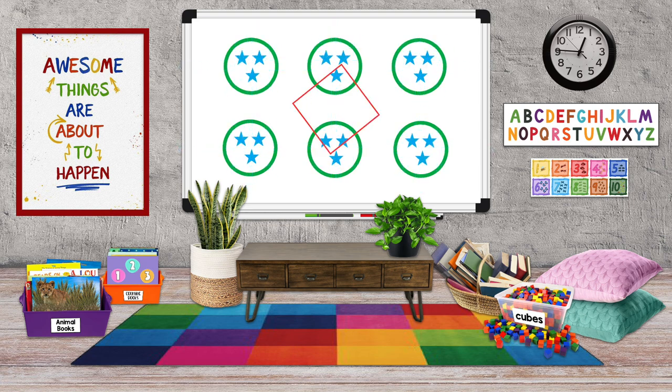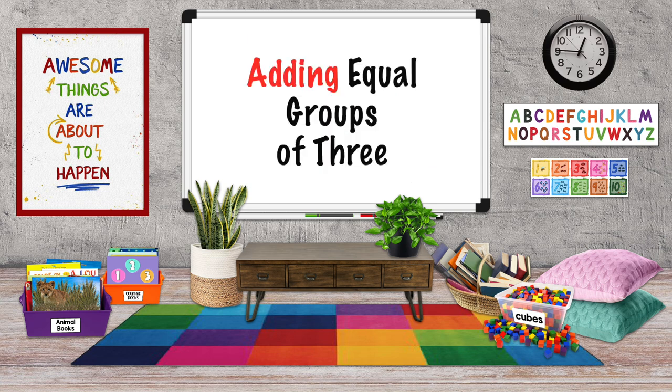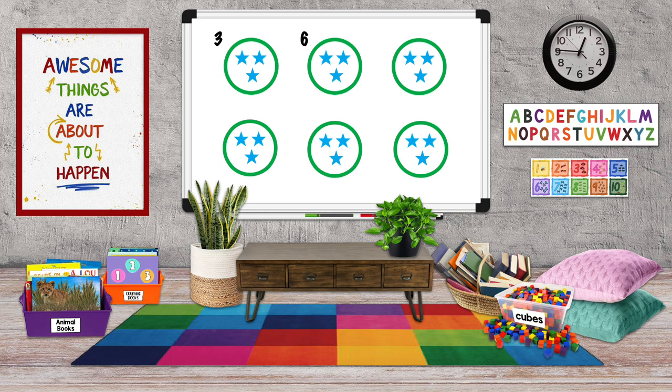Now, if we look at our picture, we can see that what we're doing is repeated addition. We're adding equal groups of 3. 3, 6, 9, 12, 15, 18.